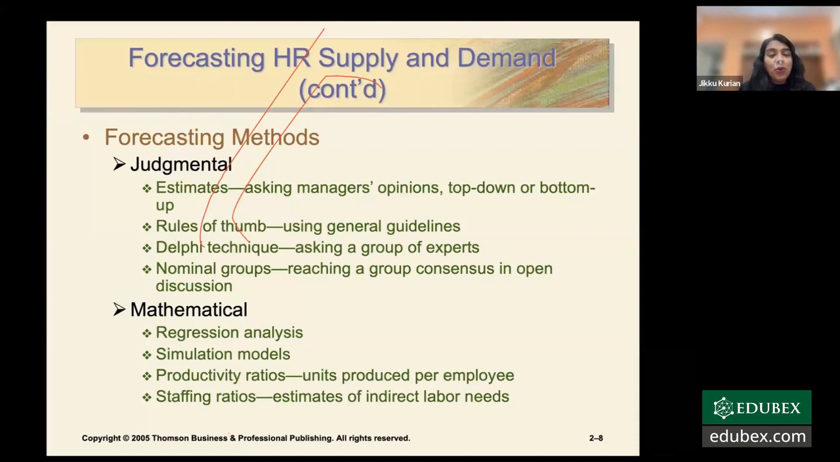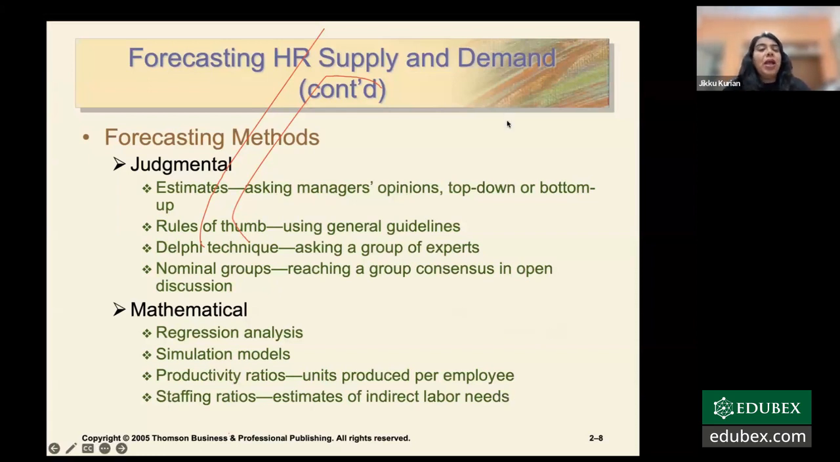Delphi technique is asking a group of experts who have the expertise in the field to understand how many people may be required, how many people can leave in a certain period of time. Nominal groups is reaching a group consensus in open discussion. This is normally how departments take decisions. There will be department meetings where everybody is given the opportunity to express their opinions, and based on everybody's opinion, a mutual consensus will be reached. And those are judgmental methods.